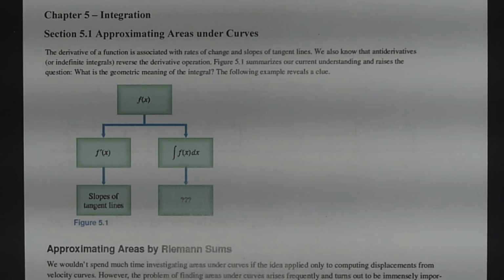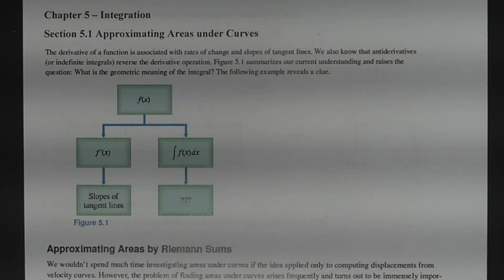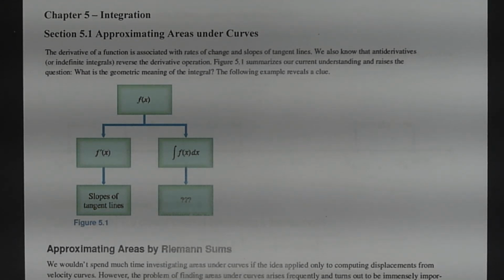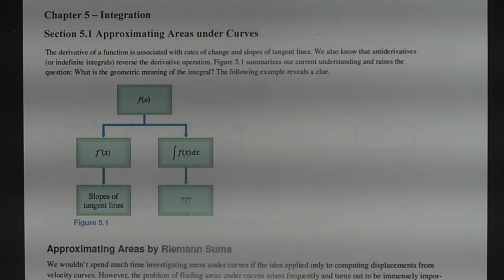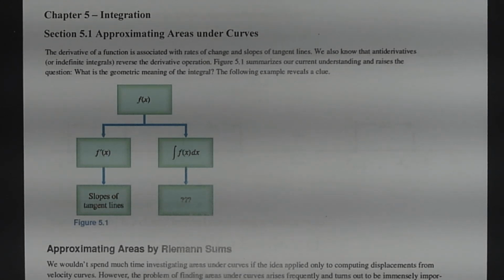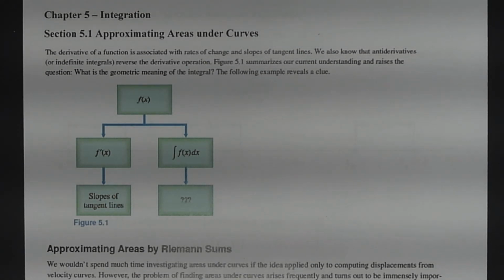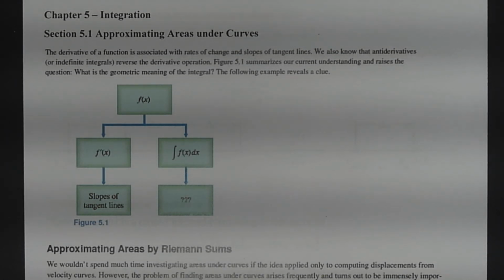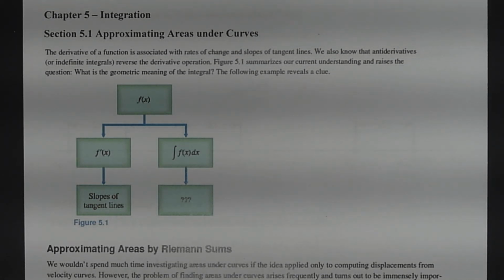Okay, so the derivative of a function is associated with rates of change and slopes of tangent lines. We also know that antiderivatives or indefinite integrals reverse the derivative operations. Figure 5.1 that you see here summarizes our current understanding and raises the question, what would be the geometric meaning of the integral? The following example is going to reveal a clue here.